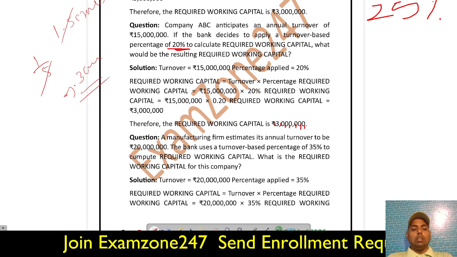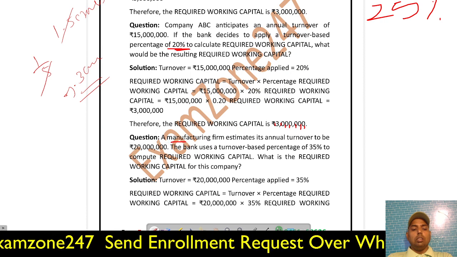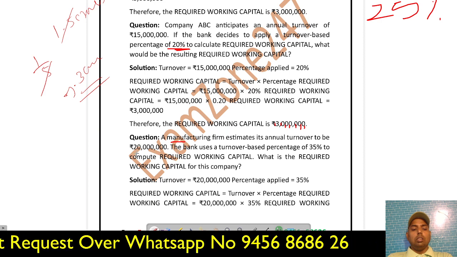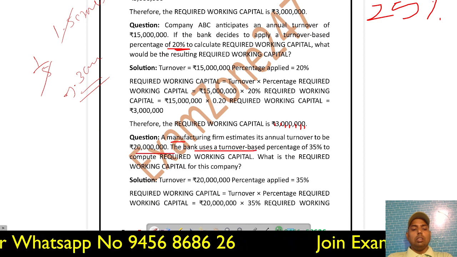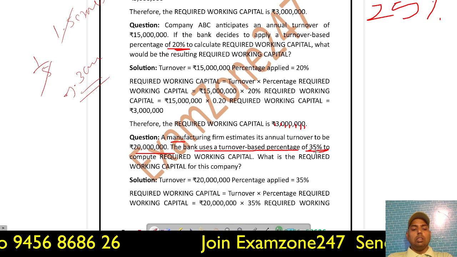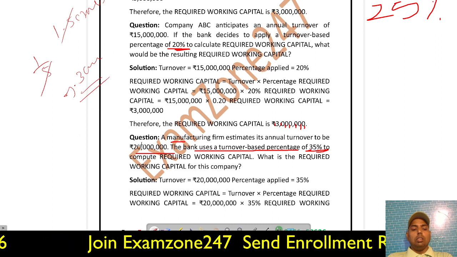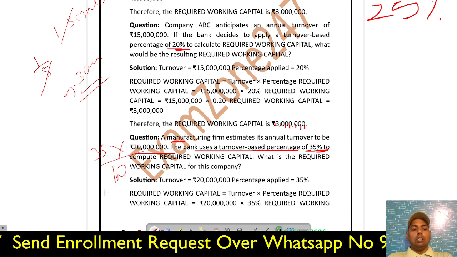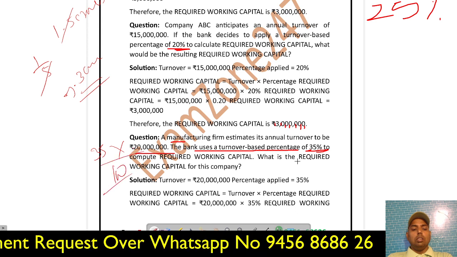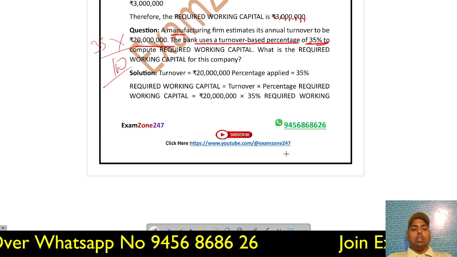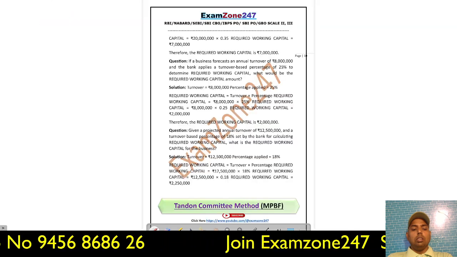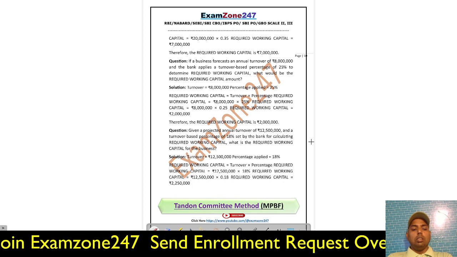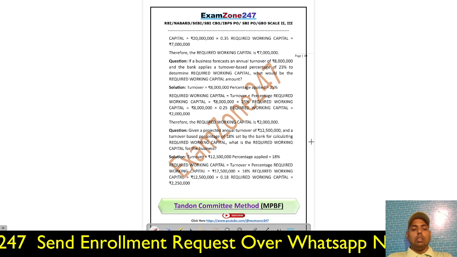Okay, next new question. A manufacturing company estimates annual turnover to be this amount. The bank uses a turnover based percentage, here 35%. You will calculate 35% of this: 35 into this divided by 100. It will come out to this. See, 25% is just to say that the NAYAK committee applied 25%, but it is up to you what percentage you are applying.